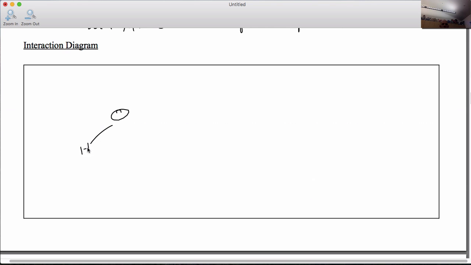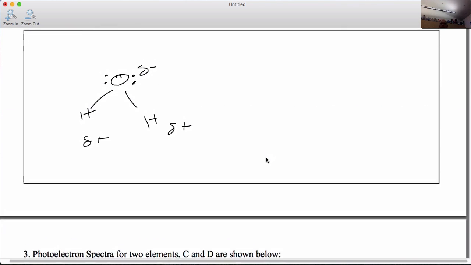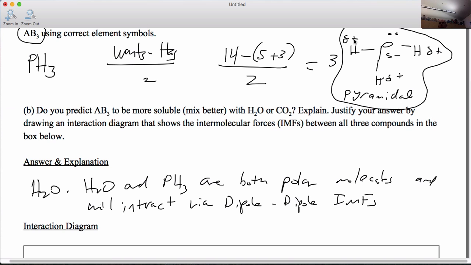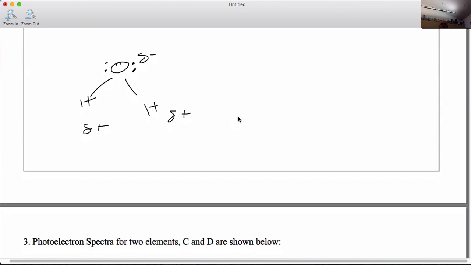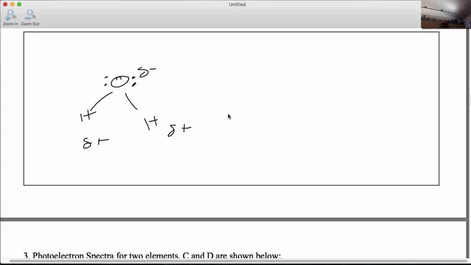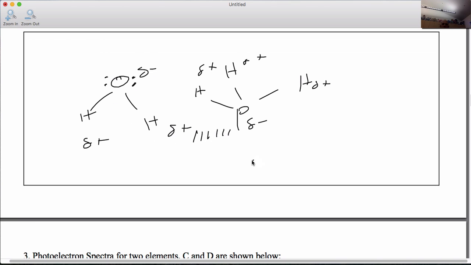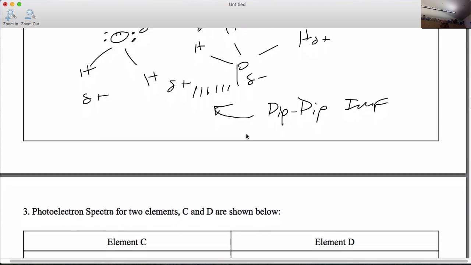We know that the water molecule looks like this. Obviously, you can do delta minus and delta plus there. And we know in the PH3 molecule, P pulls harder on those electrons than H. It's more to the right. That's our rule when it comes to simple intermolecular force diagrams. So we could draw it like this. Not the best drawing. I'd probably keep those H's further from each other. And there's your dipole-dipole IMF. Okay, and that explains the solubility. They'll mix with each other.